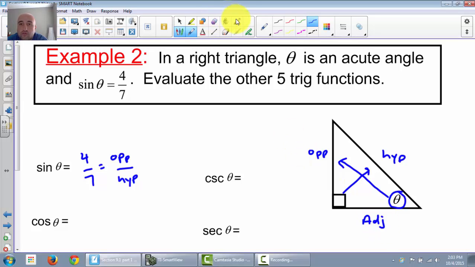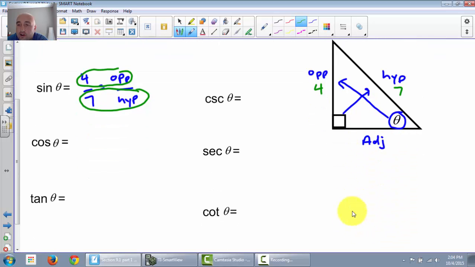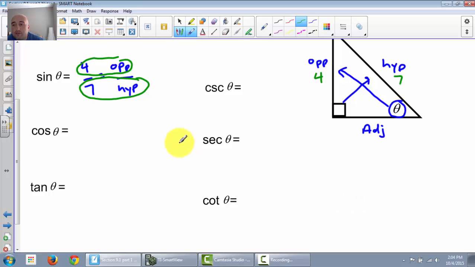Okay, so we know 2 of those sides already, so let's label those 2 sides. We know that the opposite is 4, so I'm going to label the opposite 4, and we know the hypotenuse is 7, so I'm going to label the hypotenuse 7. So what we need to do now is figure out the adjacent side. We need to figure out that 3rd side. Okay, so let's do the Pythagorean theorem.